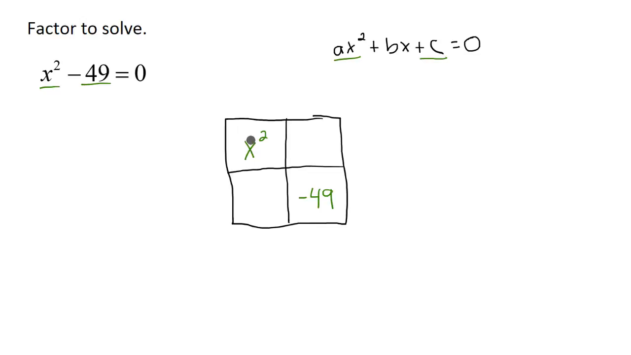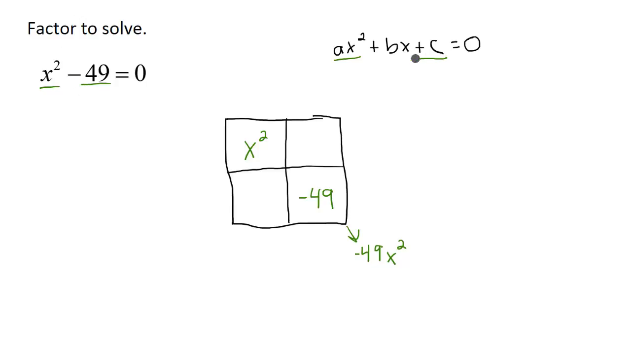My next step would be to multiply these two terms together. So I'm going to do that down here. It's going to give me a -49x squared. And now I have to think of two terms that multiply together to give me -49x squared. And they also have to add up to be my middle term here, which would be bx, except there's no middle term that is my bx.